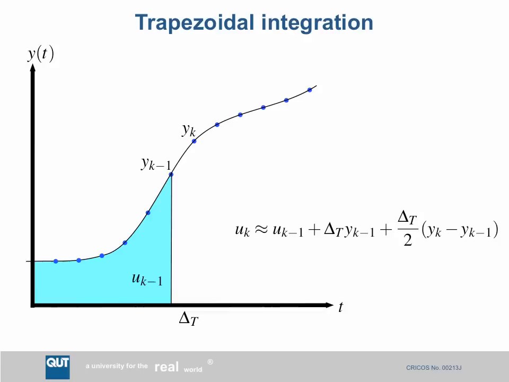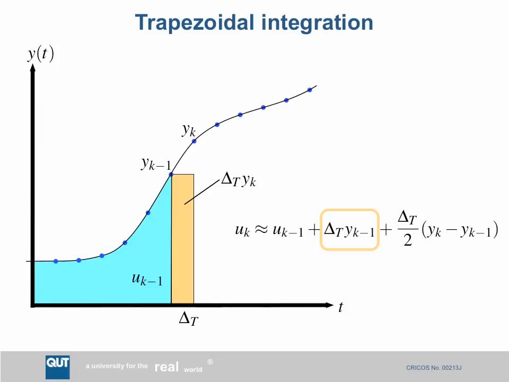And we are going to use an expression like this. So uk minus 1, as before, is our previous estimate of the area under the curve. And we're going to add this term here. So this is the orange rectangle shown. It's a block that's delta t wide by yk minus 1 tall. Sorry, there's an error there. That should be yk minus 1. And that's going to dramatically underestimate the integral.